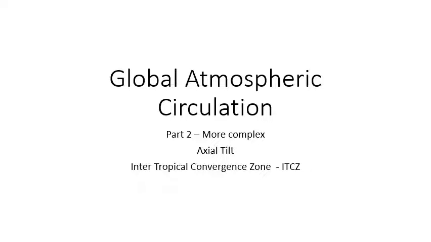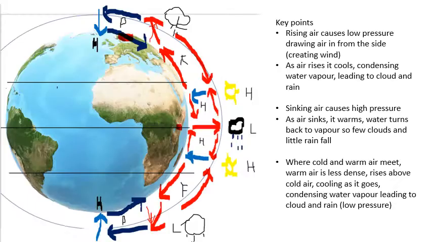So this is part 2 of global atmospheric circulation, and this is where it becomes a little bit more complex because we've got to factor in the idea of axial tilt, the fact that the Earth tilts on its axis, and so different parts of the Earth face the sun at different times of the year, and this can lead to the intertropical convergence zones, as well as different seasons at different times of the year in different locations.